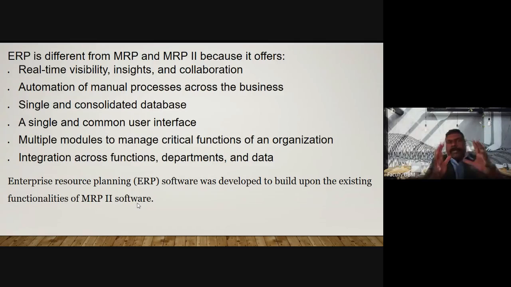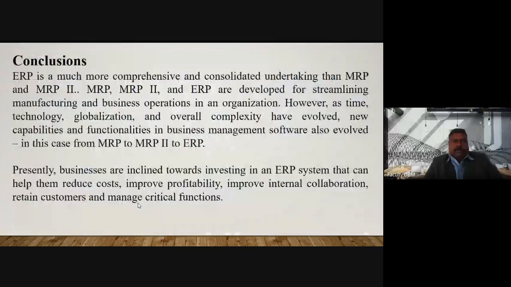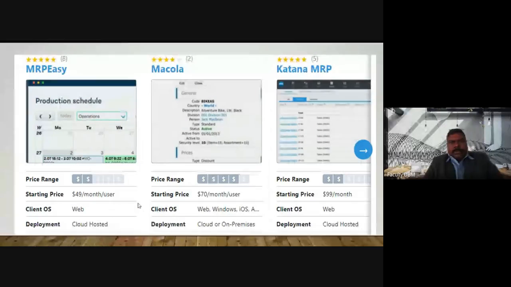So the difference, what it makes, is these all the differences we have. Before going to the conclusions, I am going to show the starting prices of the software. MRP Easy, for production operations, has a starting price of $49 per month per user. Client OS is web, and deployment is cloud hosted, means the software will be in the cloud and we can use that. Then Macala is another software, and the starting price is $70.